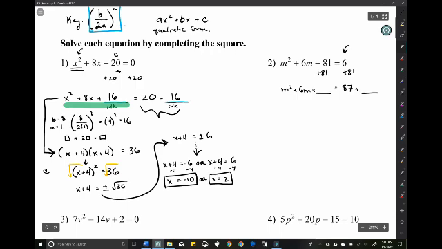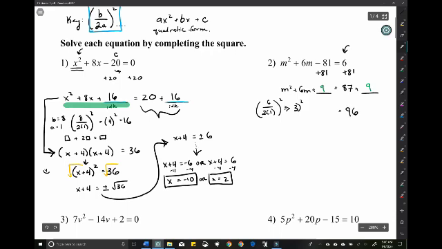Well, what is that I don't know value? Well, that is b over 2a squared. So 6 over 2 times 1 squared. Well, 6 over 2 is 3. Squaring it means I'm going to add 9 to each side. Okay, 87 plus 9 is the same thing as 96.